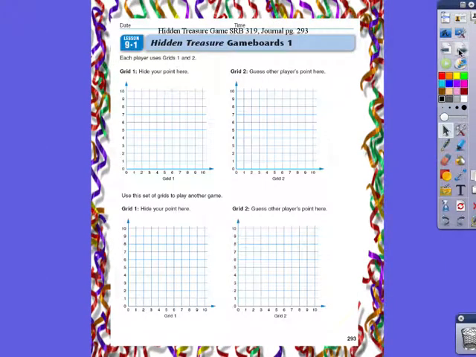You're going to be working and playing a game today during your math lesson, and it's going to be playing Hidden Treasures. The game is in the student reference book on page 319, and you're also going to need page 293. Make sure you're following those directions as you move along.